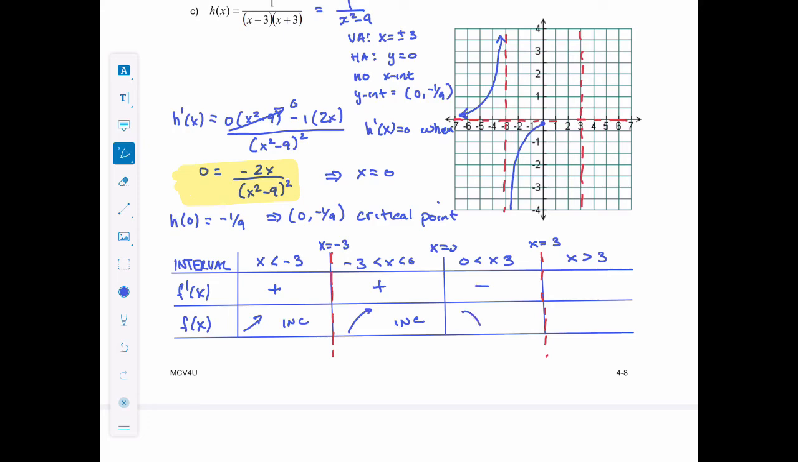And it's going to be decreasing. And it makes sense. It's going to decrease from the critical point. It's never going to cross the asymptote. And if I plug in a value greater than 3, it's going to be decreasing, right? It's going to be negative.